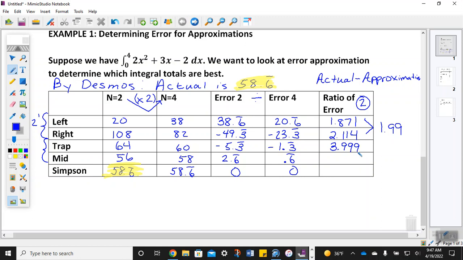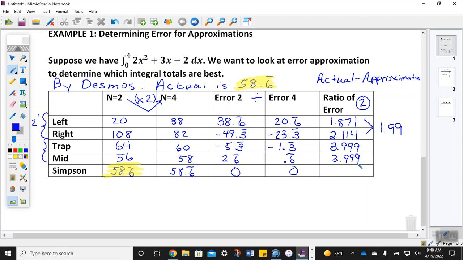Yeah, 3.999. Again, 3.999. What's 3.999 really close to? 4. Which would be like 2 to what power?